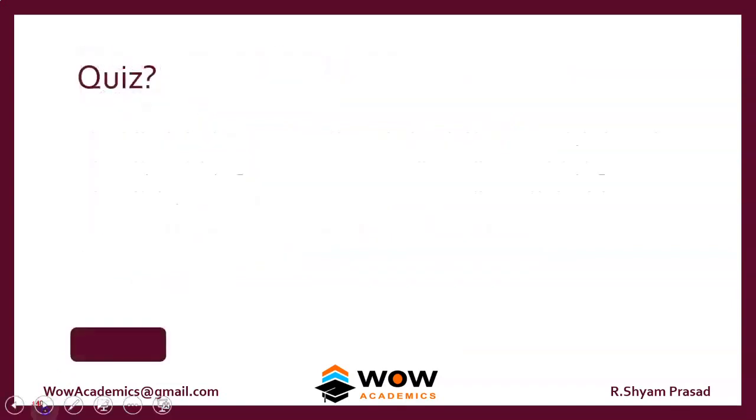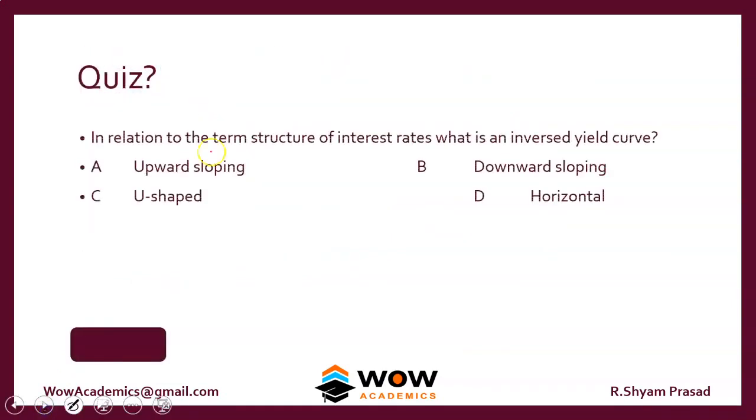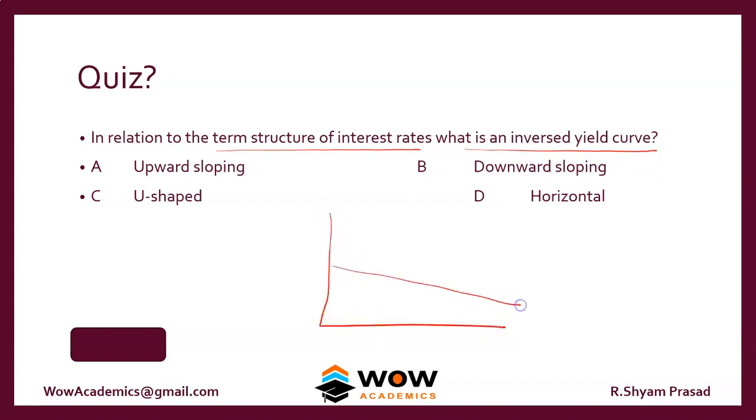So we'll see a quiz. In relation to the term structure of interest rates, what is an inverted yield curve? An inverted yield curve is something like this. It's not upward sloping, it is not U-shaped, it is downward sloping, it's not horizontal. So the answer should be B. The answer is B. We'll move on to our next question.